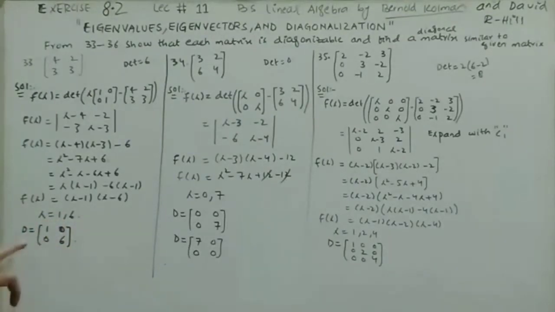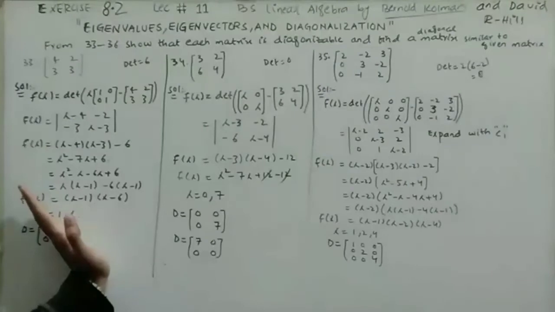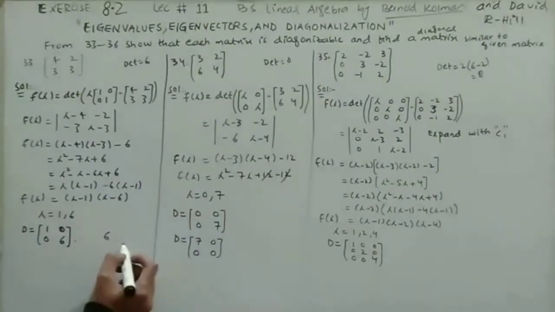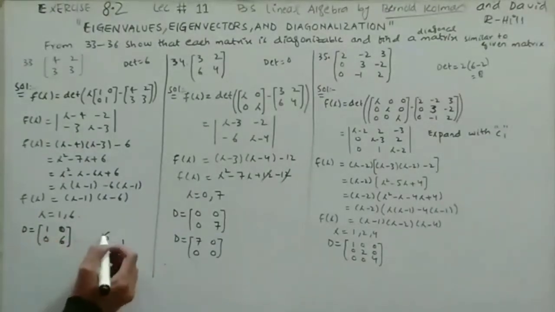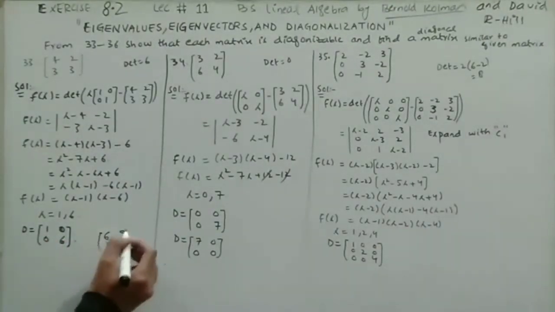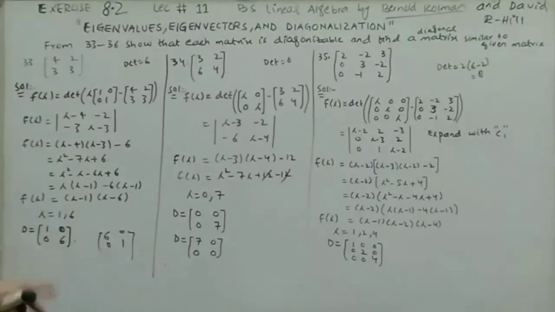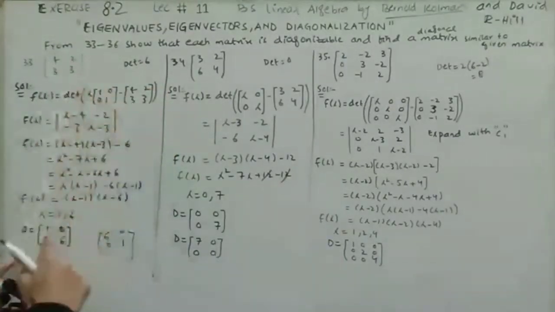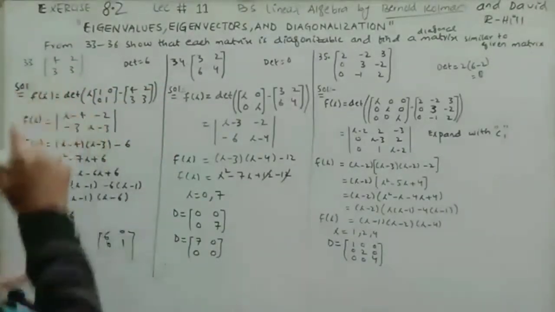So the required diagonal matrix will be, now 1 and 6 are the eigenvalues. In the diagonal matrix, they will lie along the diagonal. So along the diagonal, we can write either 1, 6, or we can also write 6, 1 by flipping 1 and 6, and the non-diagonal entries will be 0. So this is the required diagonal matrix. The determinant of this matrix is 6, and the determinant of the given matrix is also 6. It means that this diagonal matrix is similar to the given matrix.